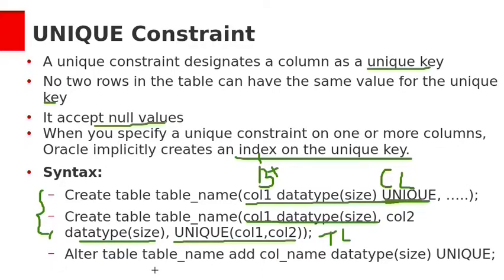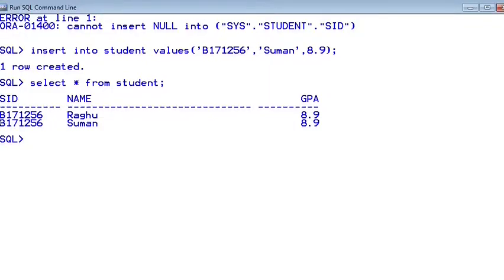For existing table also, we can add a new column with unique constraint by using this syntax: alter table, table name, add a new column and its data type and size, and unique constraint. Let us see this unique constraint in Oracle. See here, not null constraint will accept duplicate values for this not null column SID, but unique constraint will not accept this kind of duplicate values on this unique key column.